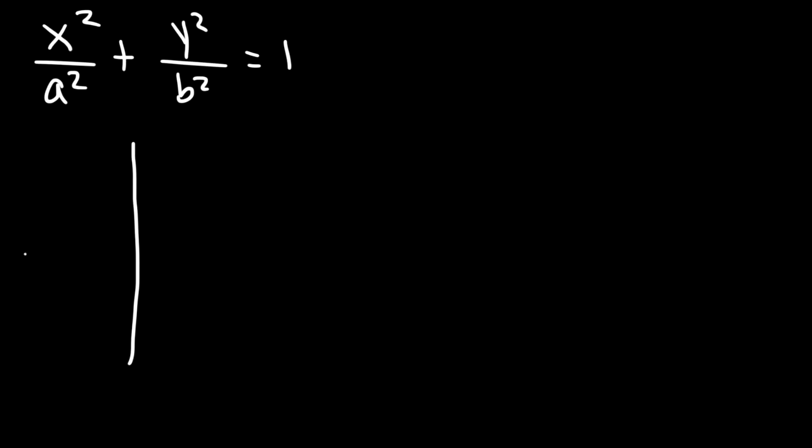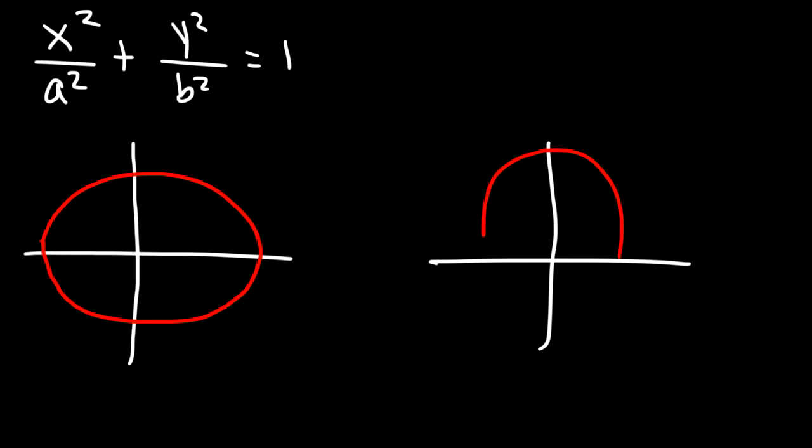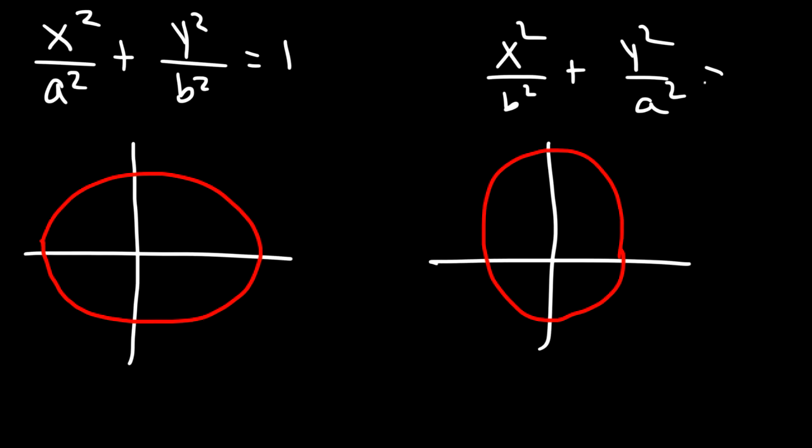Now the general equation of an ellipse is x squared over a squared plus y squared over b squared, which is equal to 1. Now the a squared can be under x squared or y squared. But for this particular type of graph where it's under x squared, we have an ellipse with the major axis being horizontal. For the other one, it looks like this. When the major axis is vertical, then we have this equation, x squared over b squared plus y squared over a squared, which is equal to 1.